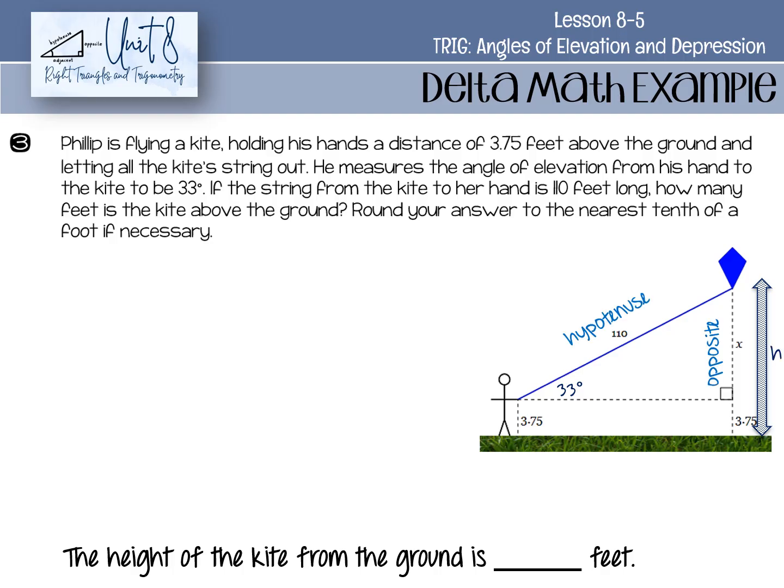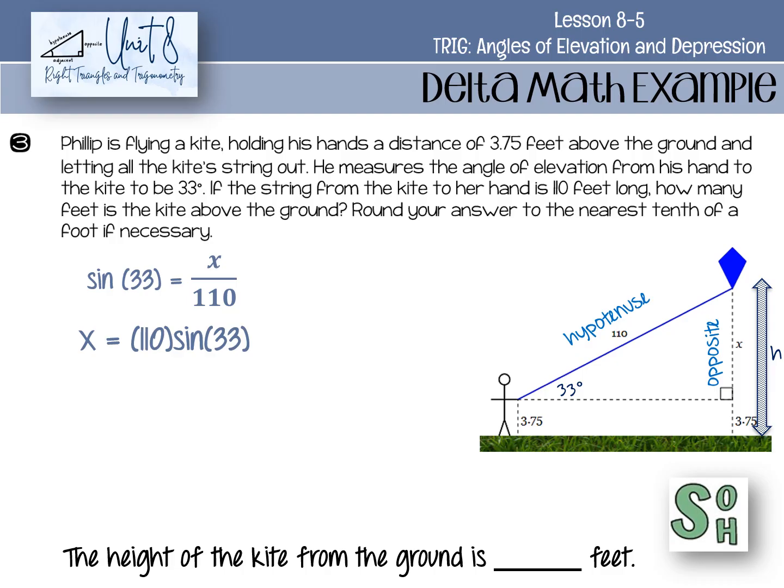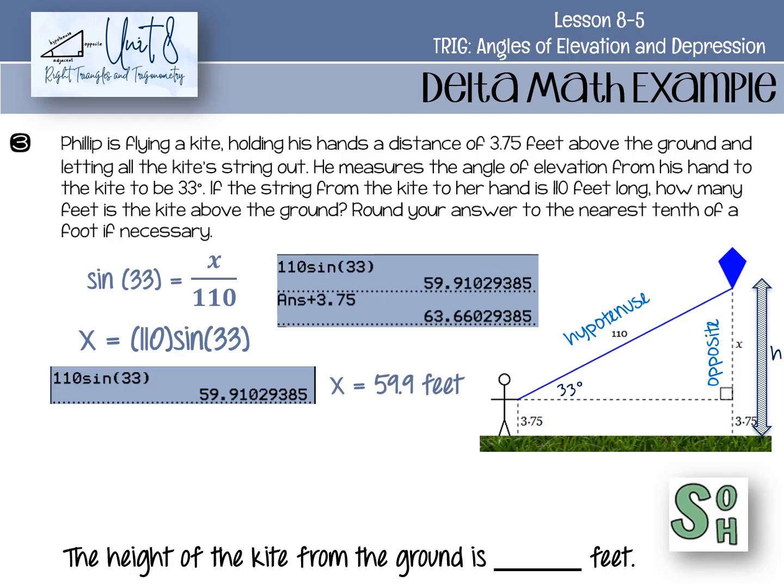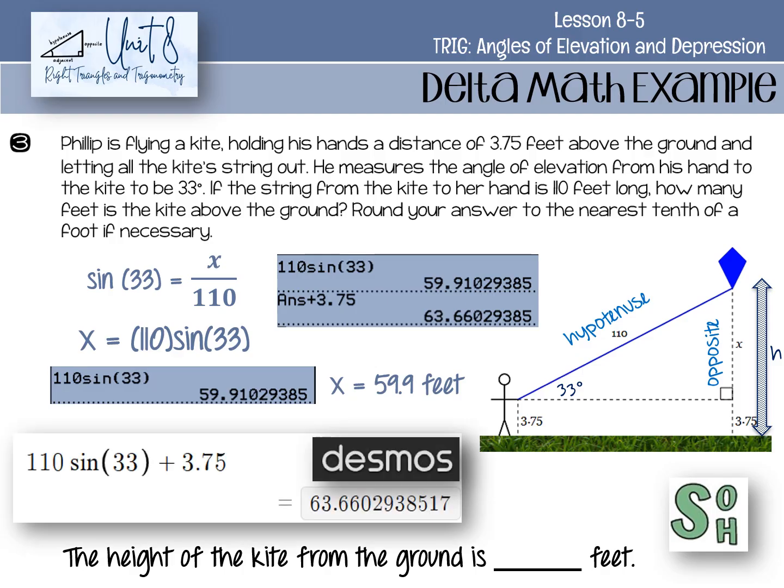X is opposite. This is hypotenuse, not tangent. Opposite and hypotenuse is sine. Sine 33 degrees is X over 110. Multiply both sides by 110. 110 sine 33, graphing calculator. Add the 3.75, or Desmos. And the final answer to the nearest tenth. Delta Math's picky. 63.7 feet.